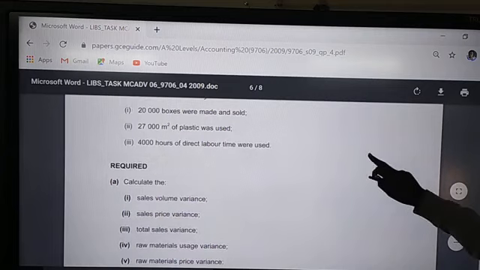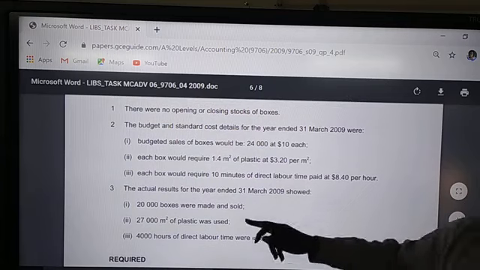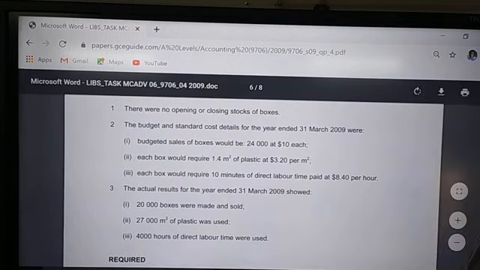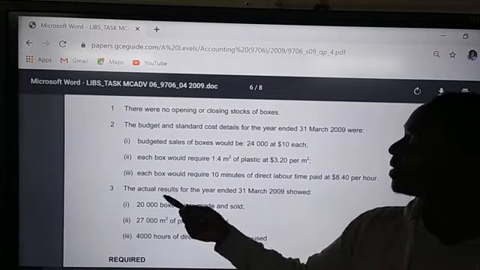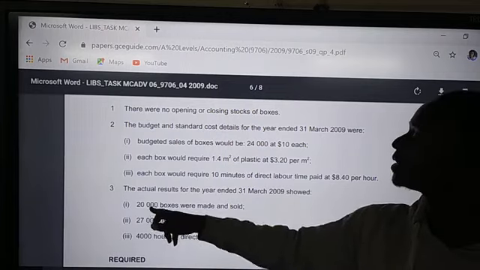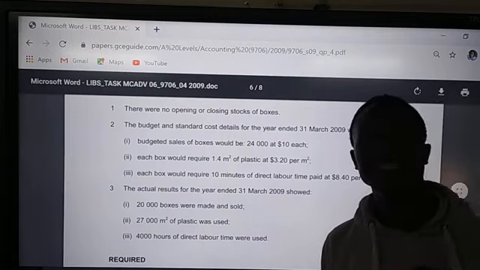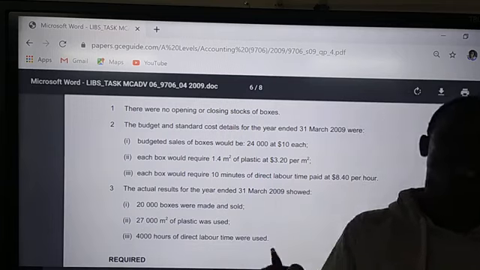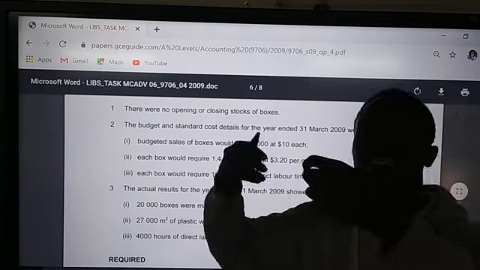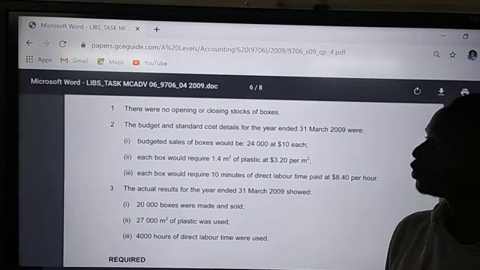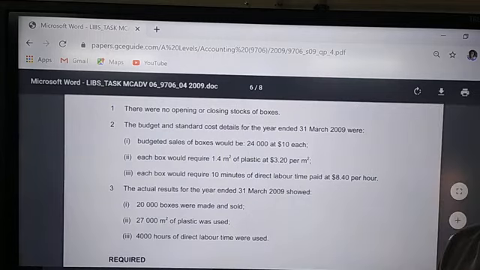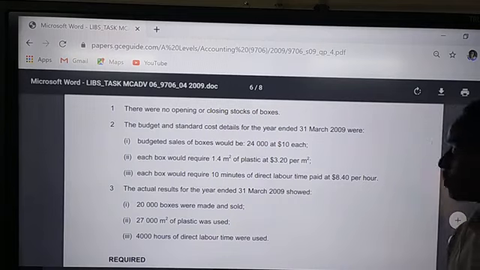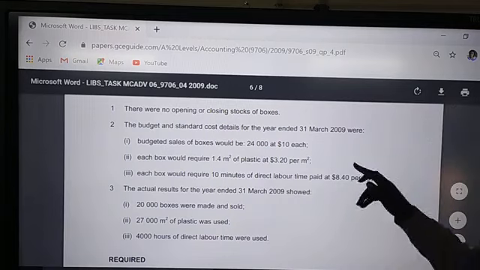But if we quickly go back to the question, we had budgeted that we are going to produce 24,000 boxes, but the actual results show that we produced 20,000. That's what I said in the previous video: whenever budgeted output differs from the actual output, the budget must be flexed to produce the one for the actual output. And that's the major trick when you are doing standard costing. So we now need to calculate this question.